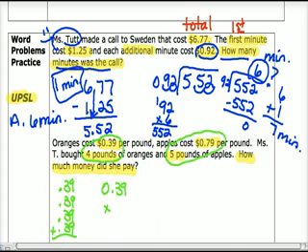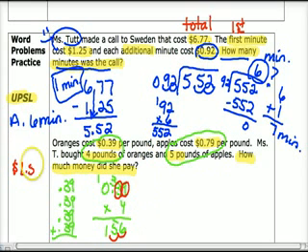0.39 times 4. So this is 6, 3, 12, 15. Now, I'm going to circle behind my decimal. 1, 2, and then count over. 1, 2. So the first amount I have is $1.56. That's how much I paid for my oranges. Yay, I love oranges.